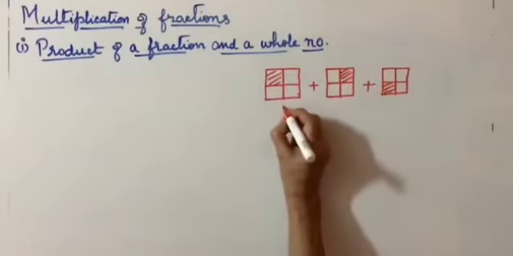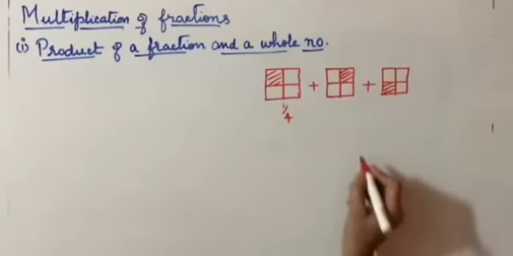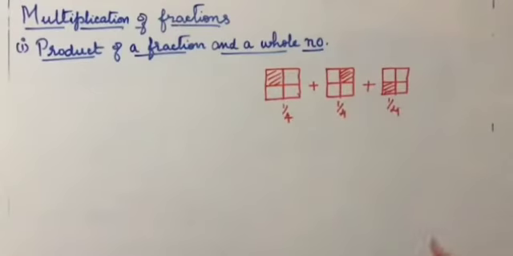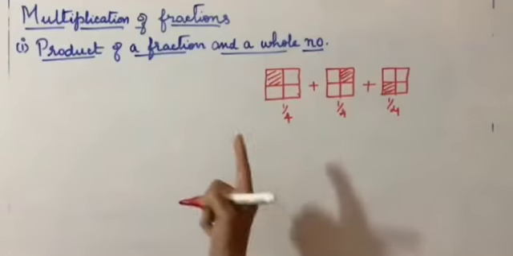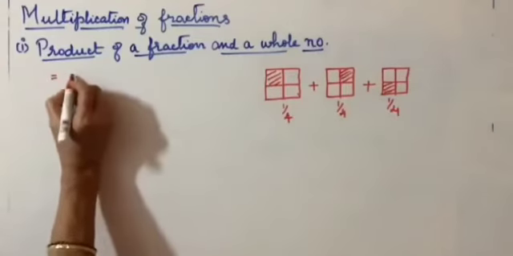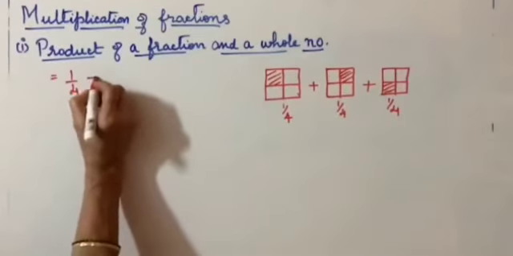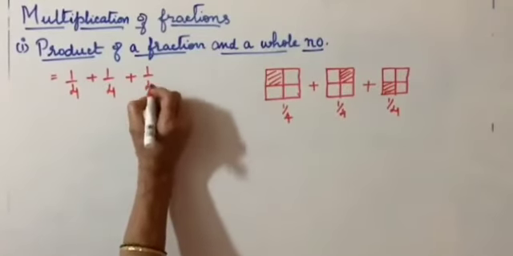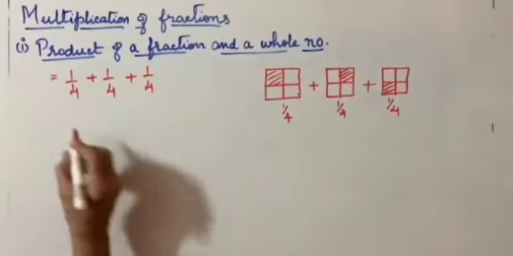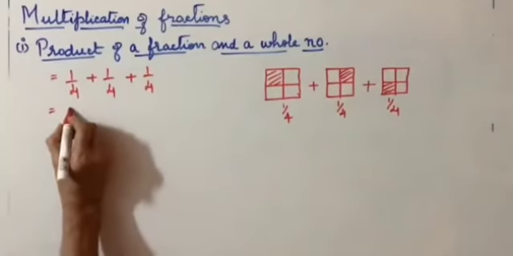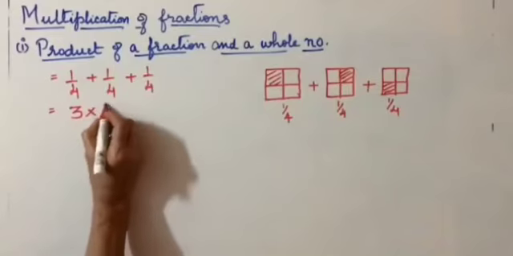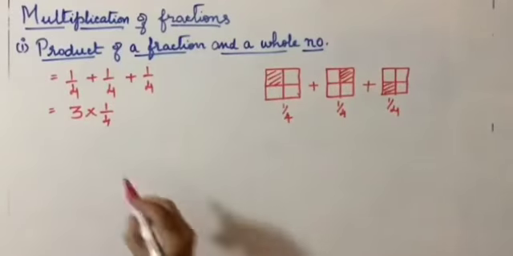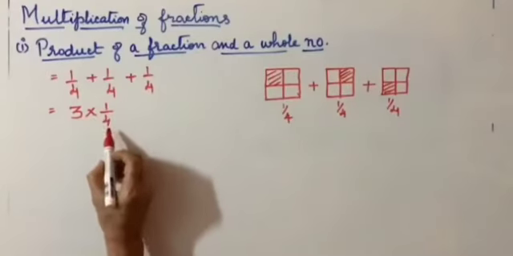You would have written 1/4, 1/4 and 1/4. Am I right? So, how do you sum it up? You will write it as 1/4 plus 1/4 plus 1/4. Correct? That is, what have you done? This is nothing but 3 times 1/4. That means you have added 1/4 thrice, 3 times. So I have written 3 into 1/4.